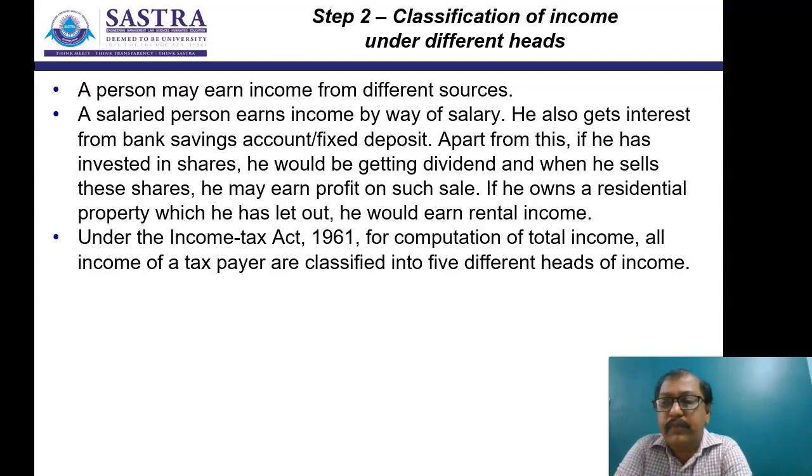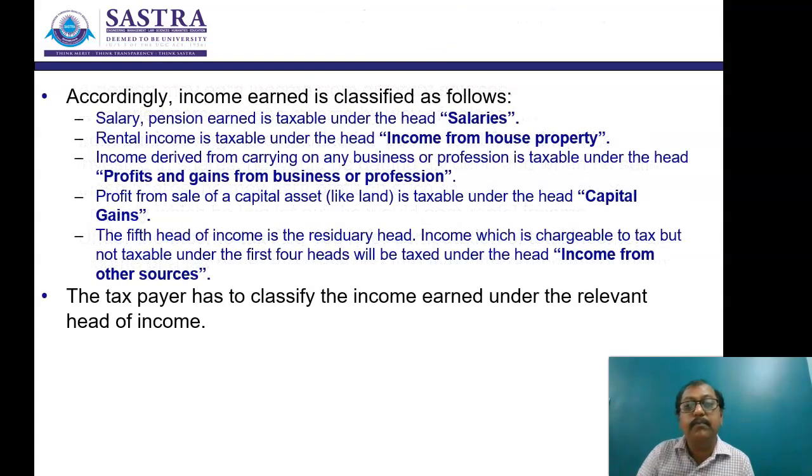So multiple sources of income could be possible for an individual. In that scenario, we have to determine the gross total income of an individual from the different sources that an individual can have. Under the Income Tax Act 1961, for computation of total income, all income of a taxpayer is classified into 5 different heads of income.